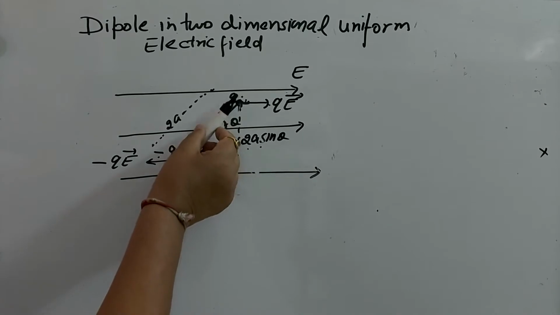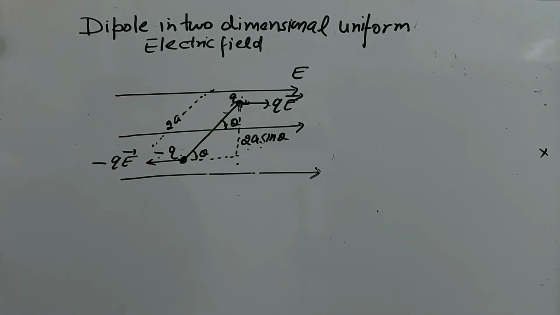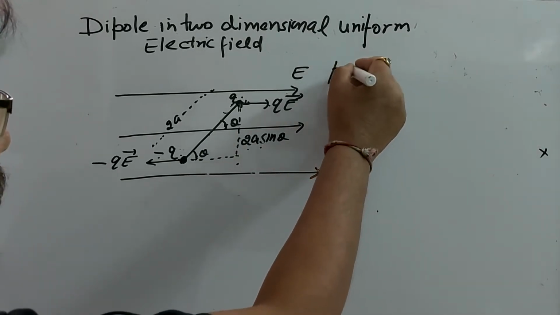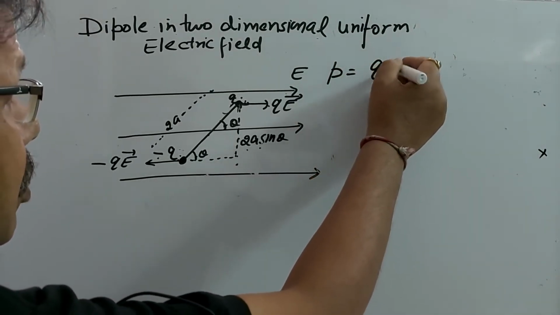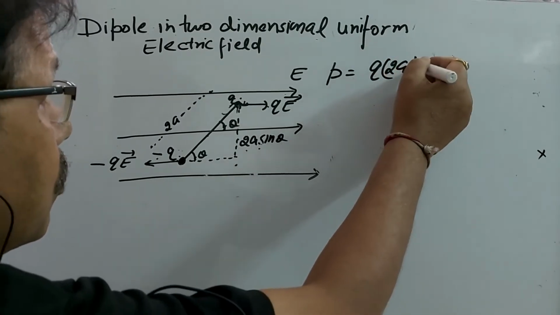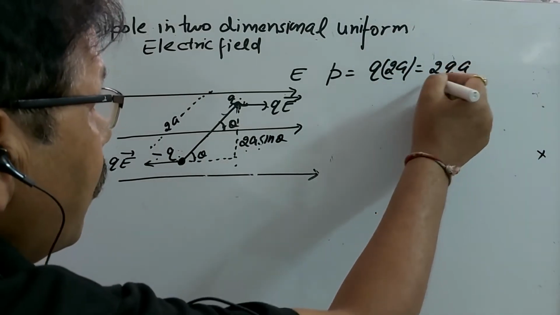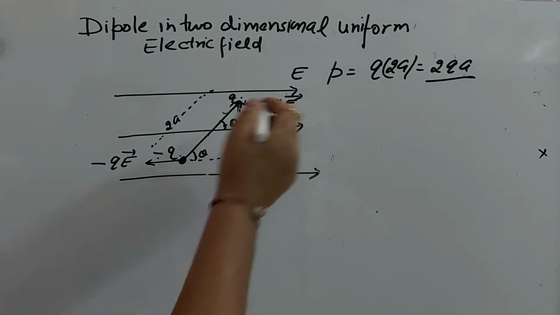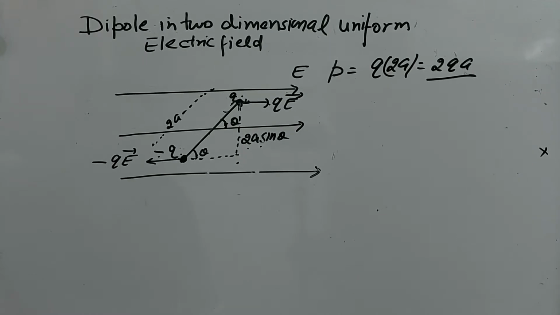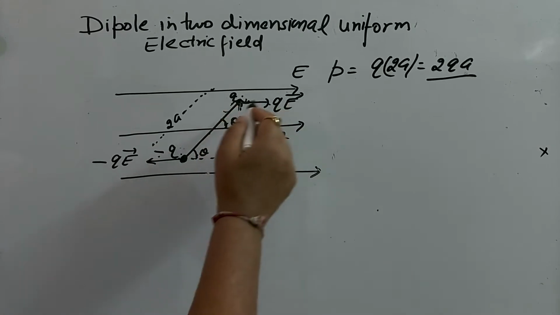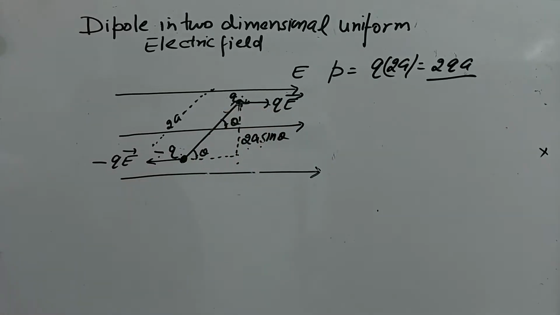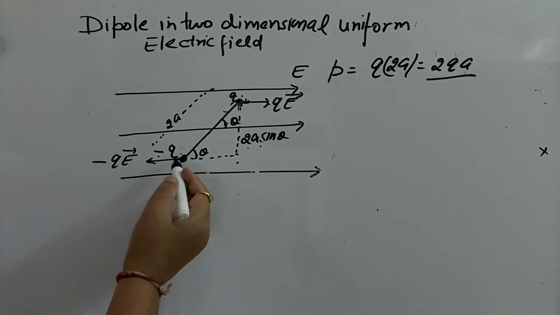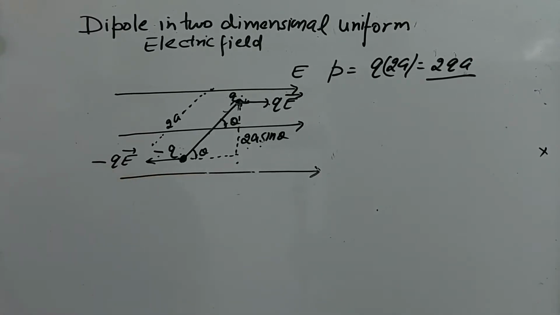And this makes angle theta with the direction of the electric field at some instant. So this angle is theta, and dipole moment we can write equal to this charge into this 2a, so 2qa is the dipole moment. Now we know the positive charge will experience force in the direction of the electric field if it is kept in uniform electric field. So force acting on this will be qE along the line of the electric field. Similarly, negative charge will experience force opposite to the direction of the electric field.